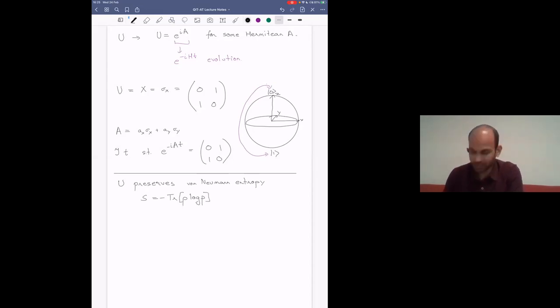U preserves this, and it's very simple to see, because if you add U and U dagger here, you can consider the diagonal basis for rho, and you can see that the expression remains the same due to the cyclicity of the trace. So that's one of the important things.